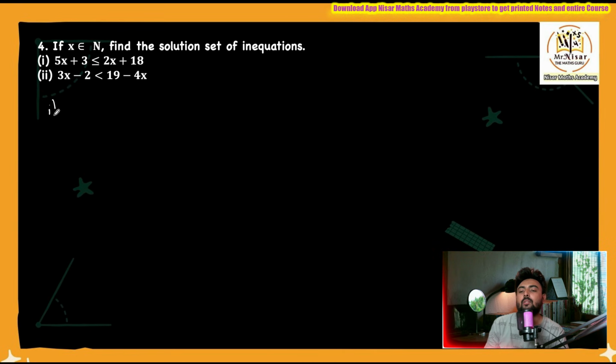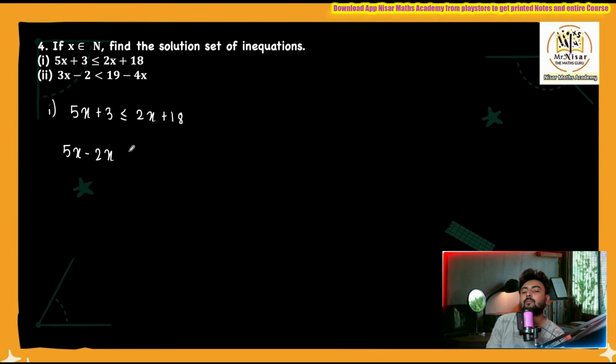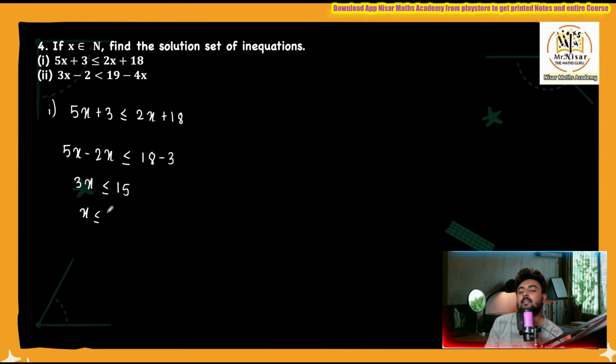Come on, let's solve it. The first question we have here is 5x plus 3, which is less than or equal to 2x plus 18. So children, what we'll do is transfer variables to one side and numbers to one side. During this transfer, does the sign of inequality change? No. Rule number 1 and 2. Plus 2x will go to this side, it becomes minus 2x. So the inequality will remain as it is. Plus 3 will go to this side, it becomes minus 3. I have transferred 2x to this side and plus 3 to this side. 5x minus 2x is 3x, and 18 minus 3 is 15. So x is less than or equal to 15.